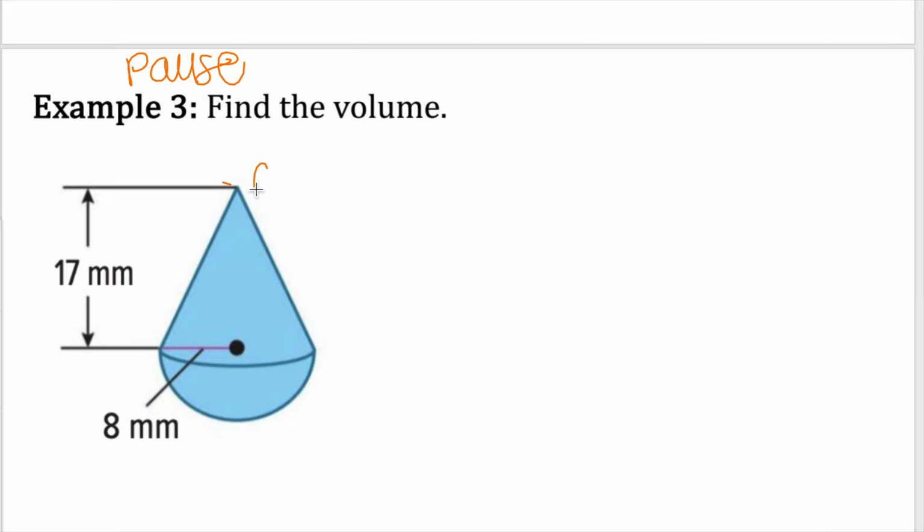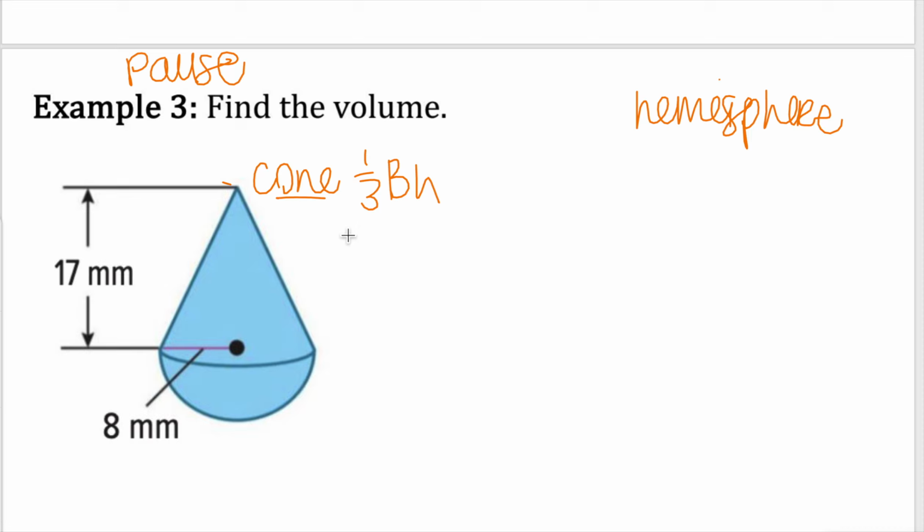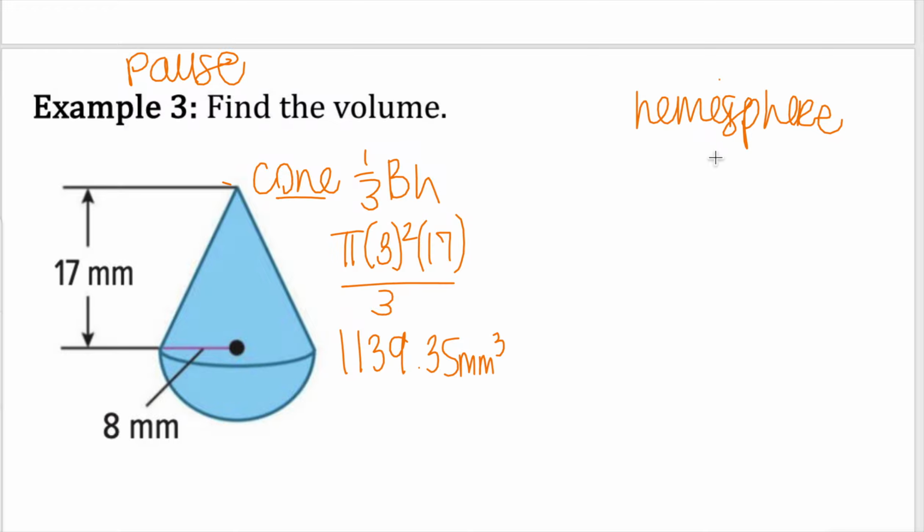So 2 things we see here. We see a cone and we see a hemisphere. My cone, remember, is 1/3 area of the base times height. So area of the base is pi times radius squared, so that's pi times 8 squared, and then the height is 17, but then when I'm done, I should be dividing that answer by 3. We should get 1,139.35 cubic millimeters.